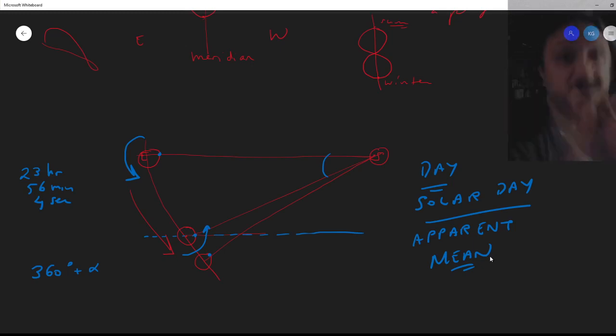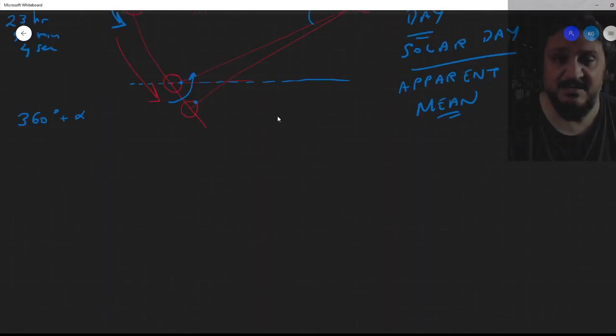There's that difference between the apparent solar day and the mean solar day. But anyways, it takes 24 hours, let's say, for us to have the sun above us. All right? Now let's see what happens at the other side, 6 months later.